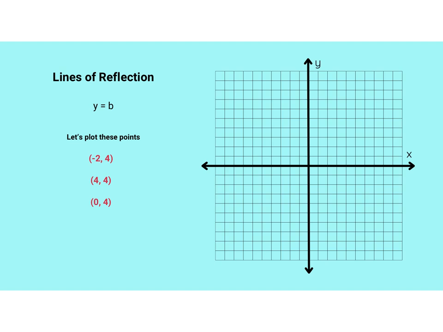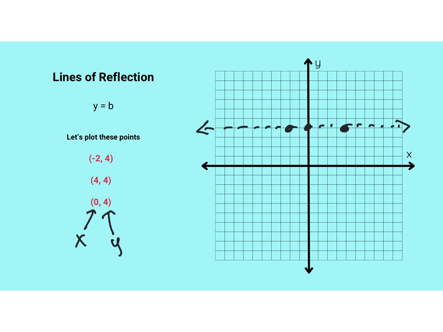Another line of reflection is when the y's are all the same. So maybe predict right now what you would expect as I plot these points. So -2, 4, 4, 4, and 0, 4. Remember, it's x, then y. So your x, you stay put, and your y, you go up. If you predicted a horizontal line, you're right. So this is your x equals 4.